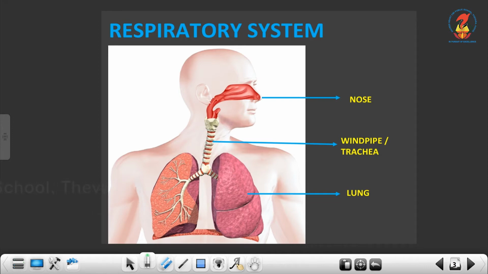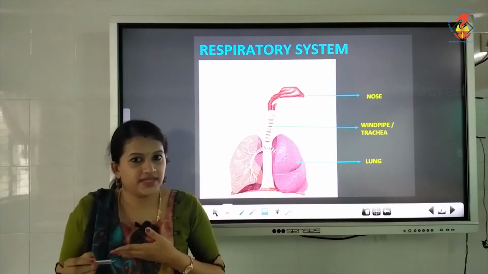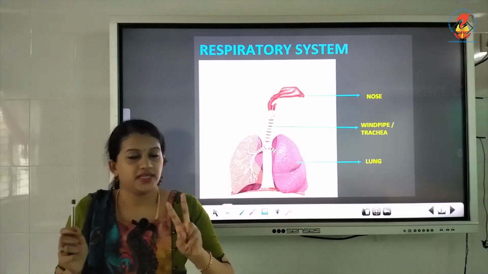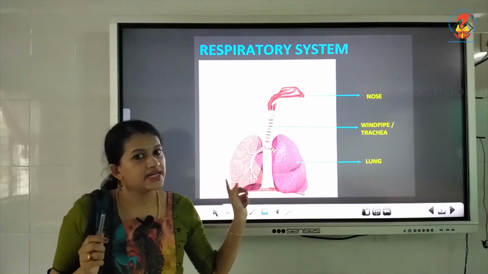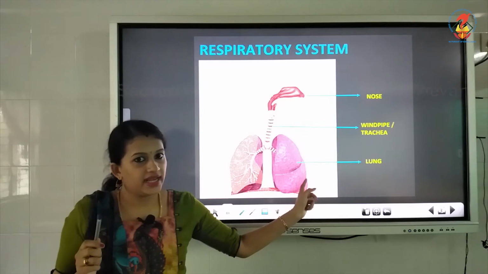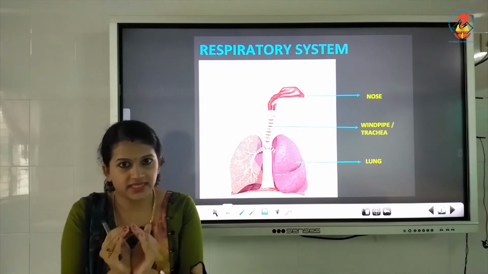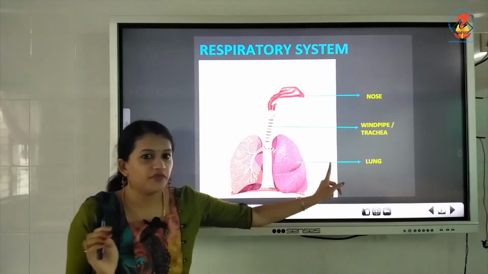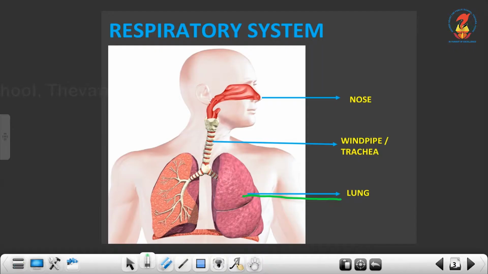So we are breathing in. See, I have marked the nose, then you have the lung. The lung is situated in our chest region, isn't it? We have two lungs, one on the left side and the other on the right. Together we call them lungs, and in singular form we call it lung. Here I have marked only one lung. That's why I have written lung. You can also write it as lungs.